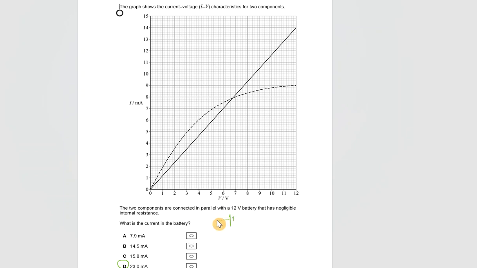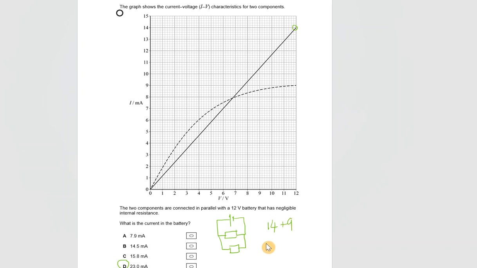There's the battery, there's component 1, and there is component 2. Well, the current in the battery is going to be equal to the sum of the currents in each branch. You're told the current in each branch. In the first one, it's 14 milliamps. And in the second component, it is 9 milliamps.